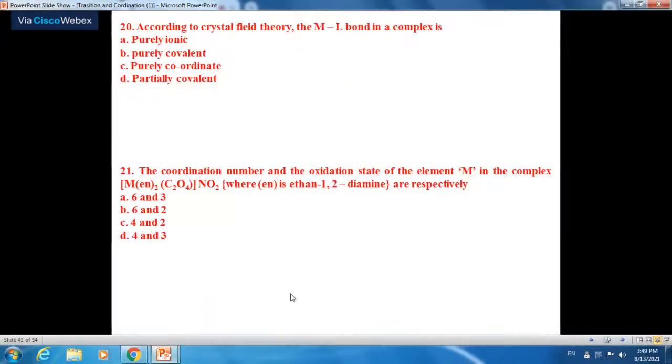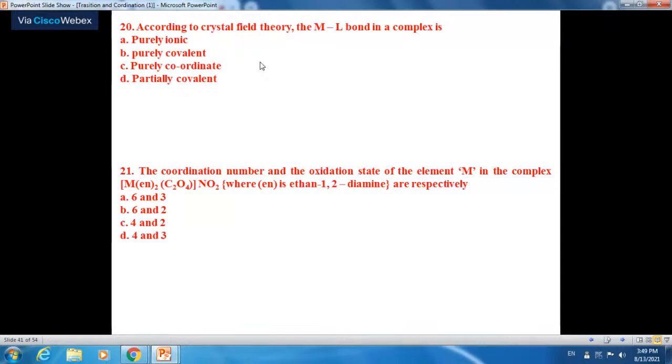Let's see this. According to crystal field theory, that is purely ionic. Why is it purely ionic? Because in the last session I explained coordination compounds. It is an electrostatic model. There is an electrostatic interaction between the ligand and metal. Here the ligand is considered a point charge. Is that clear? Scientists treat the ligands as point charges, hence they call it an electrostatic model.